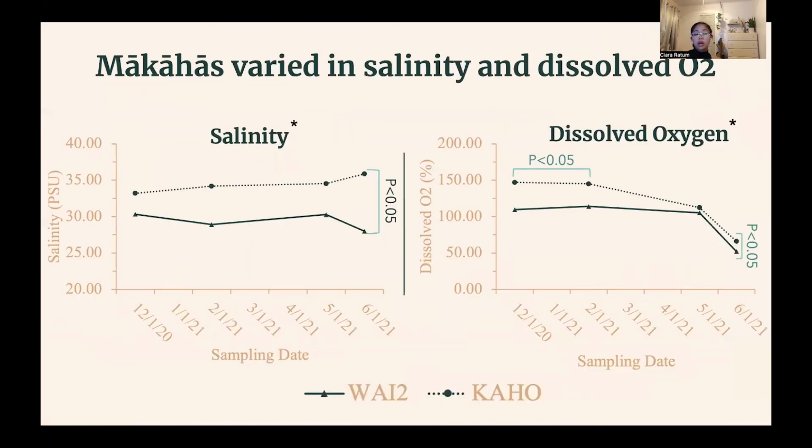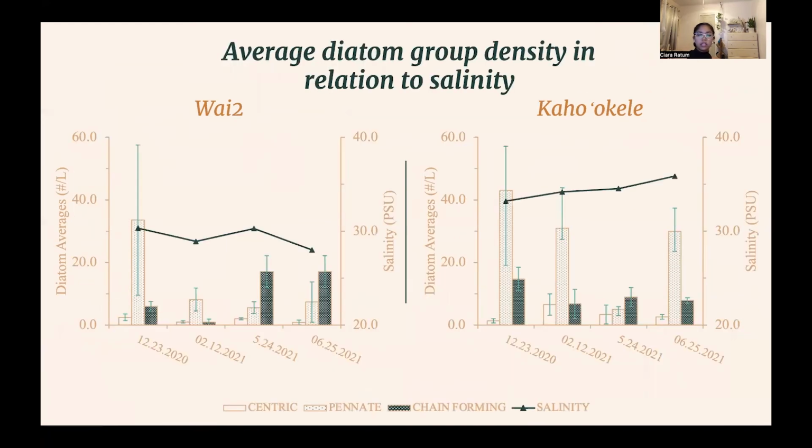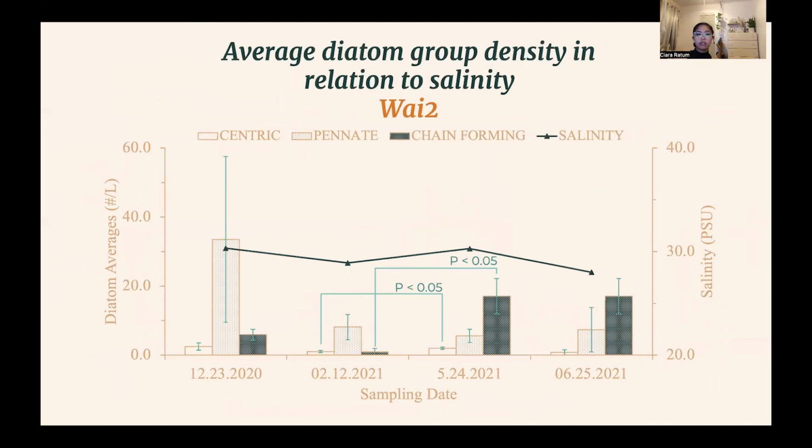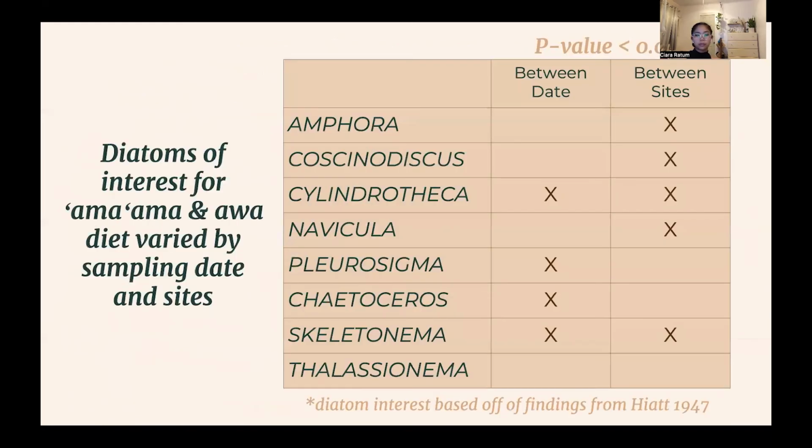Environmental parameters at makahas were different in salinity and dissolved oxygen. When looking at average diatom density, Vai2 did have chain-forming diatoms vary in relation to season, from wet to dry season. In relation to salinity, we did not see any significance from sampling sites. However, at Vai2, we did see centric and chain-forming diatoms being different throughout sampling dates, as well as Kahokele, we saw pennate diatoms being different throughout sampling dates.